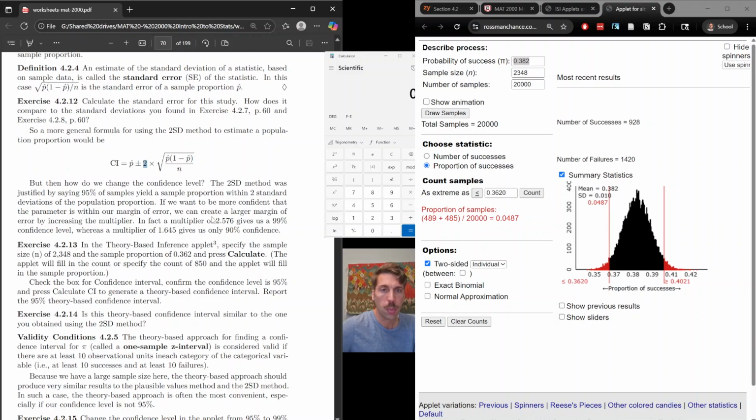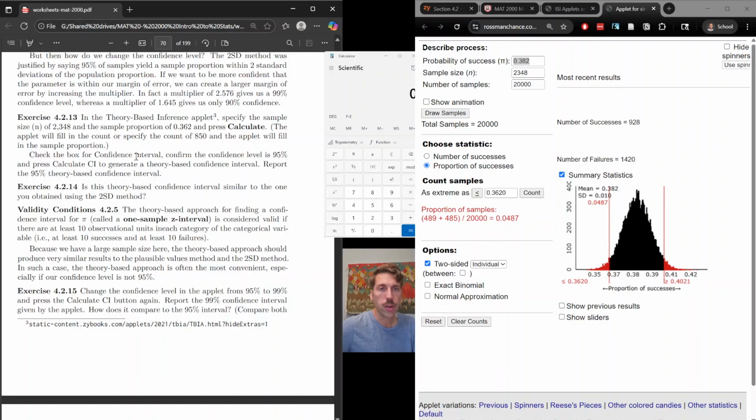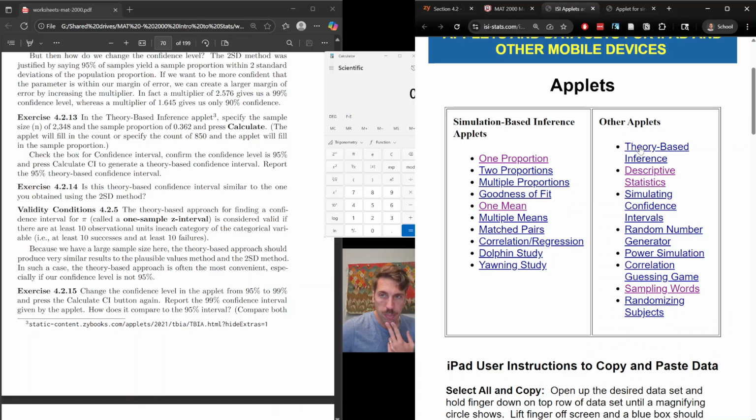So for 99%, instead of 2, you'd have 2.576. For 90% confidence, you'd have 1.645. Okay. So in the theory-based inference applet, so we'll need a different applet, theory-based inference.